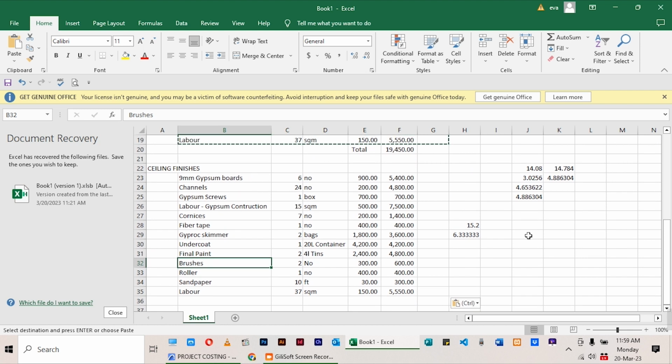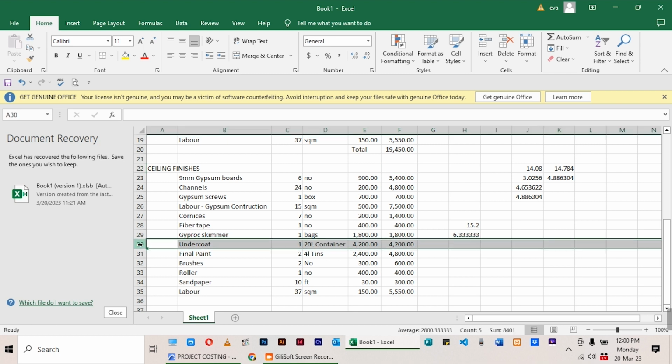Gyprock. We talked of 25 square meters per one bag, and we have 14, so it means one gyprock. Undercoat is 74 square meters per one, and our area is just 24. So we can decide for the undercoat, we don't buy for this space because whatever I'm using for the walls will still remain. So delete this.